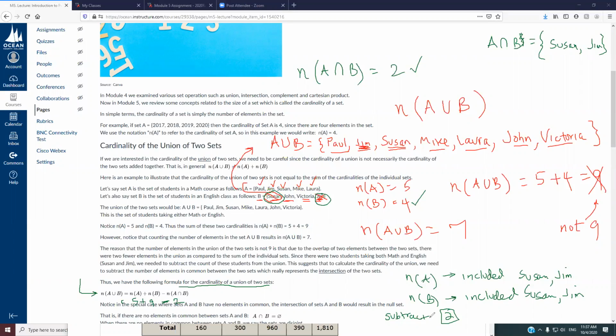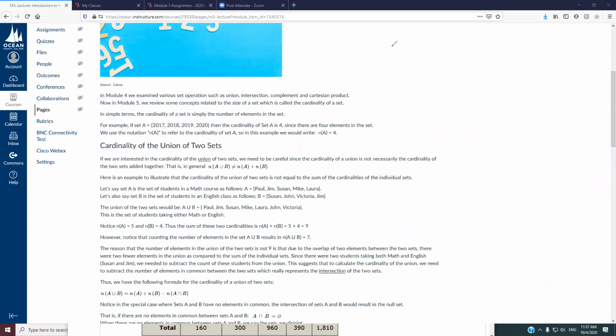I'm going to subtract out that double count. So that's what this subtraction does for you. It subtracts the double counting, and that double counting is exactly the intersection of 2 sets. All right, so this is the formula you need to keep in mind when working on the cardinality of a union of 2 sets, okay?